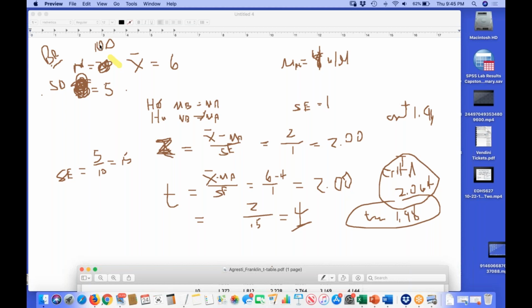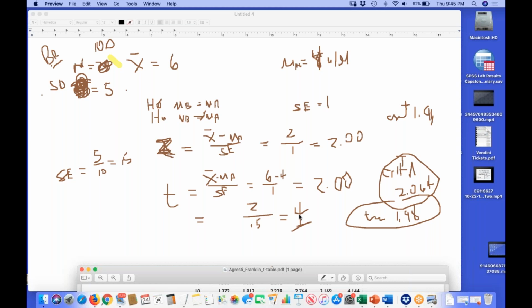Now I increased my sample size. Increasing my sample size made my standard error smaller. So it made my t-score for the difference between those two means big enough that now I exceeded the critical value and I could reject the null hypothesis.